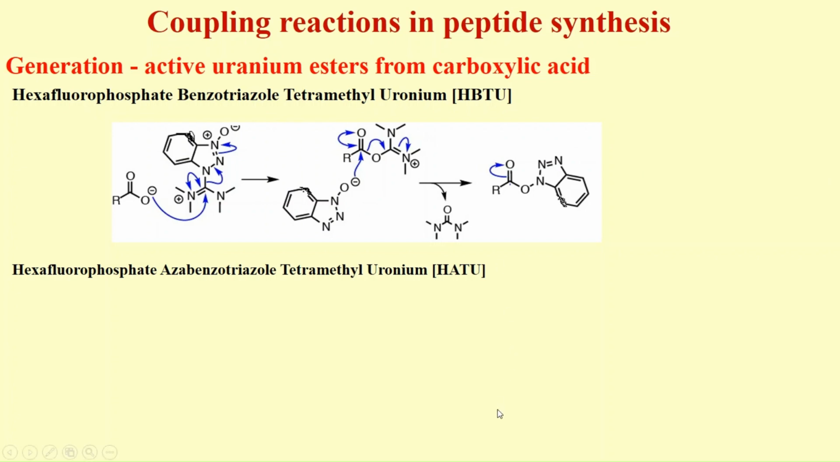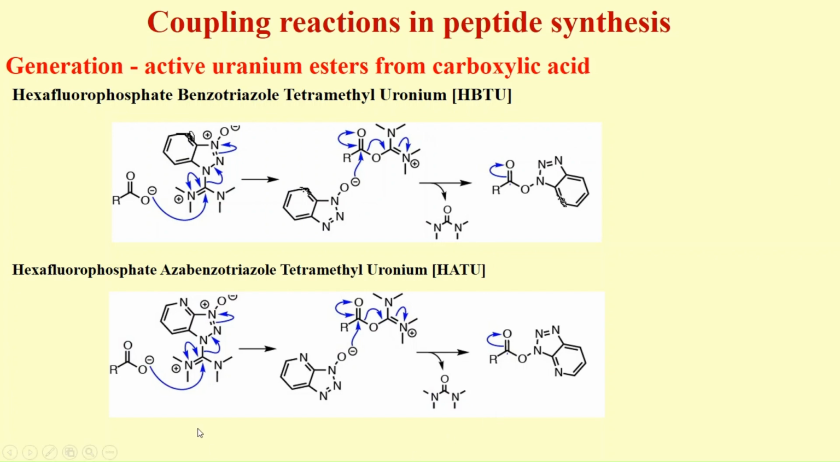over the coupling methods of DCC. HATU also has a similar method of coupling. O minus attacks the positive center, the benzotriazole group moves away, and the O minus in the azabenzotriazole attacks the carbonyl group and it is removed as urea, and the azabenzotriazolyl ester is formed. This is an activated ester which can interact with the amines of the amino acid to give the peptide bond.